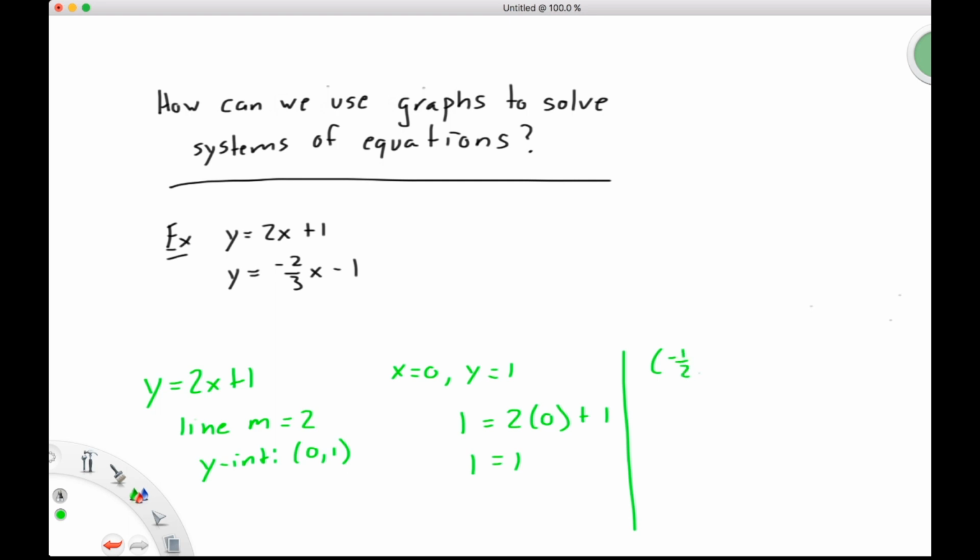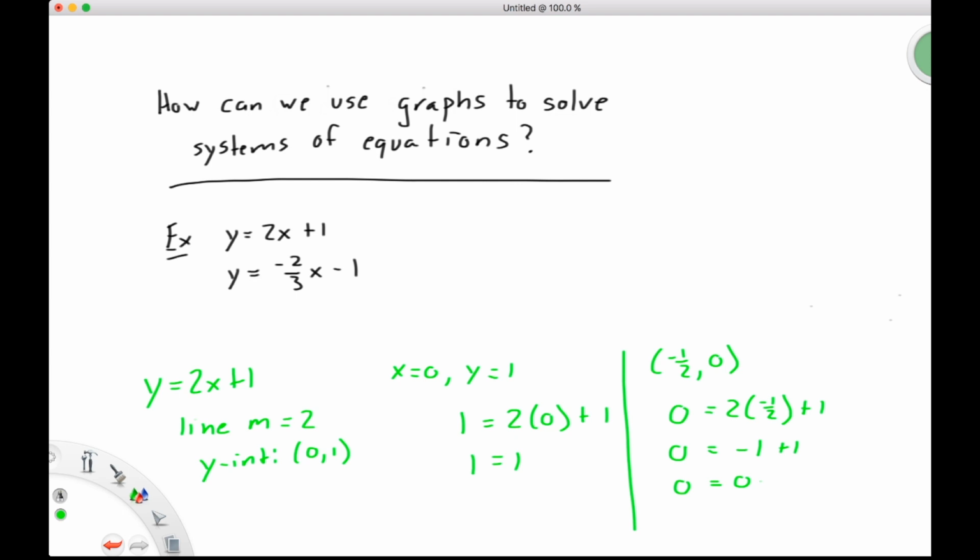Likewise, we could pick something like negative 1/2 comma 0. And this will do the same sort of thing, because if we plug in 0 for y, that's going to give us 0 equal to, and if we plug in negative 1/2 for x, we'll have 2 times negative 1/2 plus 1. And again, if we do out the arithmetic here, we've got a 0 on the left. 2 times negative 1/2 gives us negative 1. Negative 1 plus 1 gives us 0. And we have 0 is equal to 0, which of course is true.